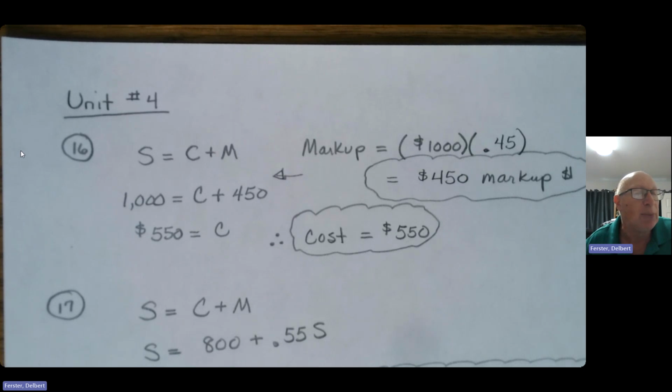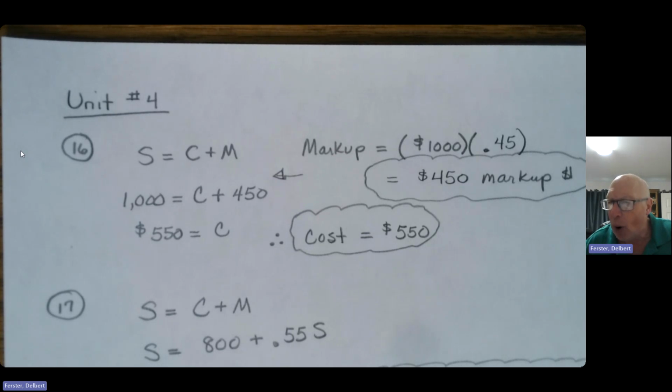Tim's buying Sonys from his distributor. He wants a 45% markup on selling price. And the problem says he's going to sell that for $1,000. And the question for you is, can you find his cost and the amount of markup? So 1,000 for selling price. 450 is his markup. He's marking up 45% on selling price.